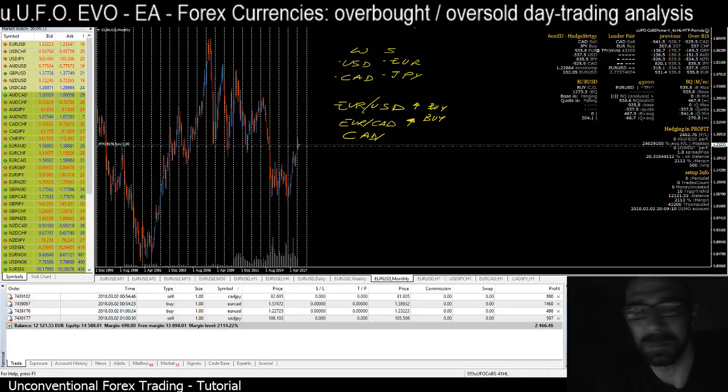Okay, CAD Yen is for the sell, and also USD Yen is in the sell analysis.